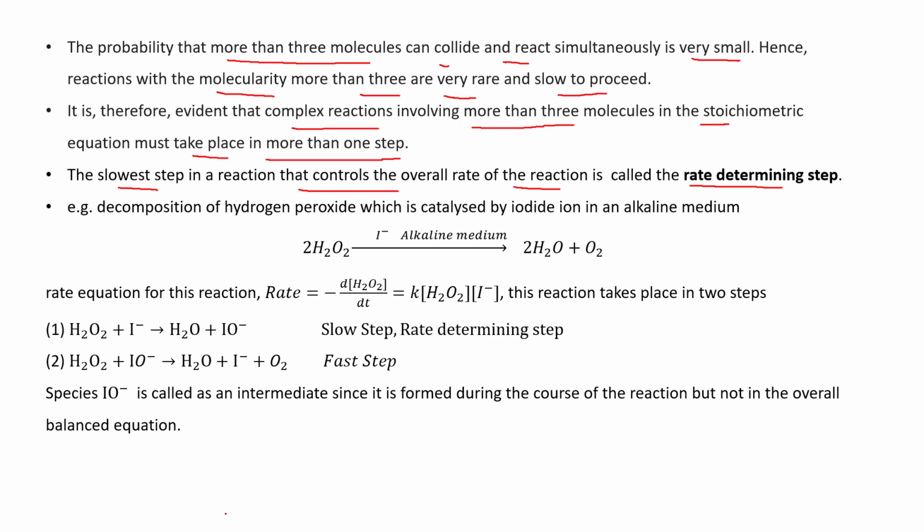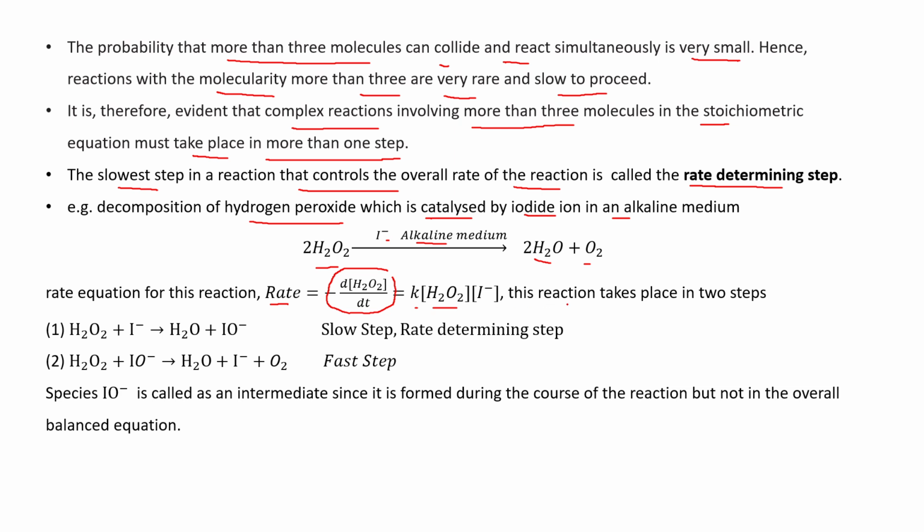Now just see, there is one example. Decomposition of hydrogen peroxide, which is catalyzed by iodide ion in alkaline medium. This is H2O2, I minus in alkaline medium, giving H2O plus O2. For this, the rate expression can be written, this is the differential form of rate of reaction, equal to K [H2O2] power 1 [I minus]. Again remember, I minus is not involved in the reactants, but it appears in the rate expression.